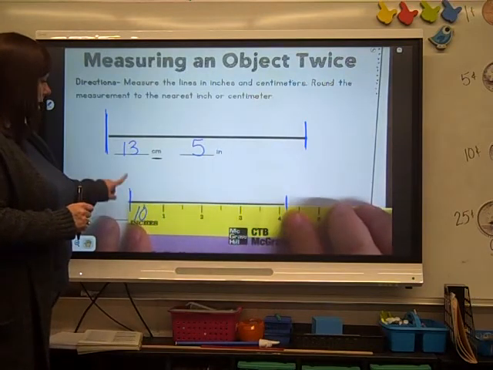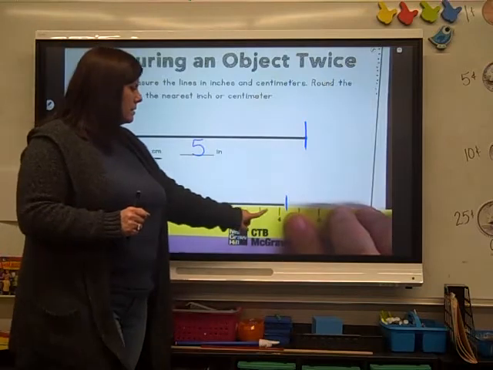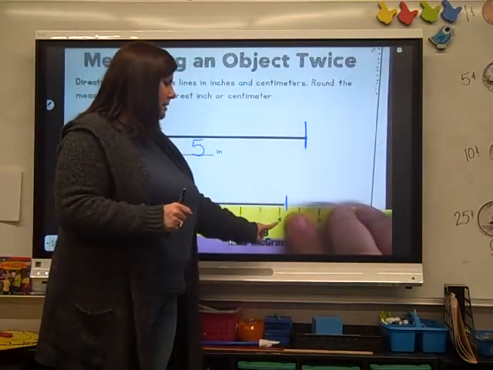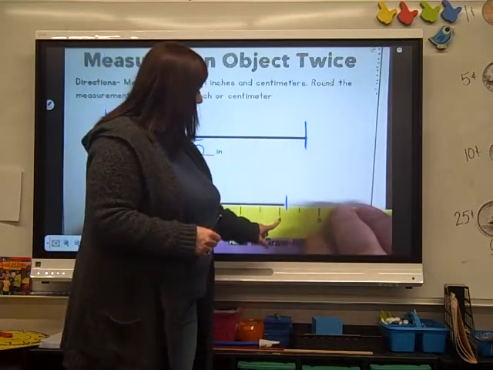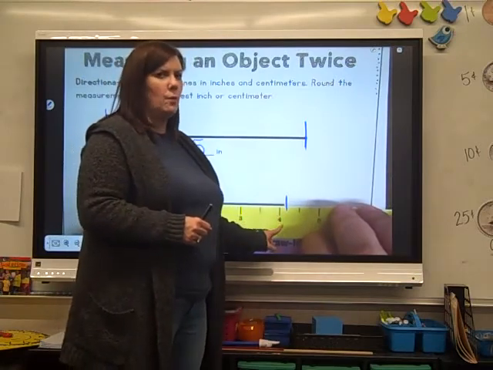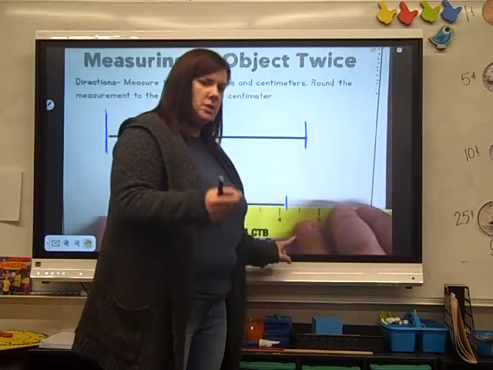Now we're going to flip our ruler over and we're going to measure it in inches. Okay? Look how she's got that lined up. And we're going to go all the way across. Oh, they did it to us again. Did it land exactly on the 4? No. But what's it closer to, that 4 or that 5? It's definitely closer to that 4, isn't it? So this line is going to be 4 inches long.